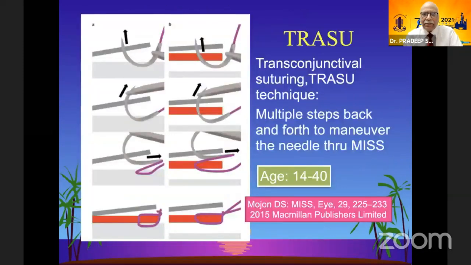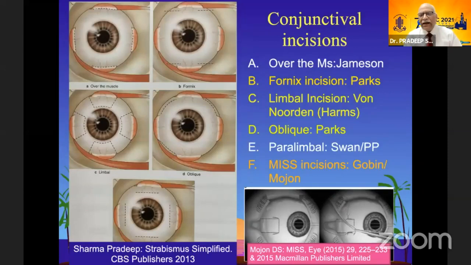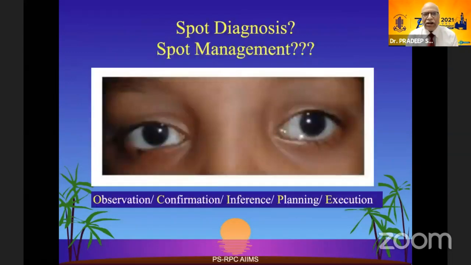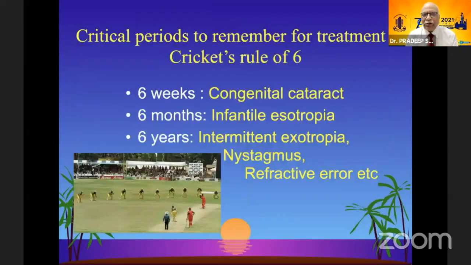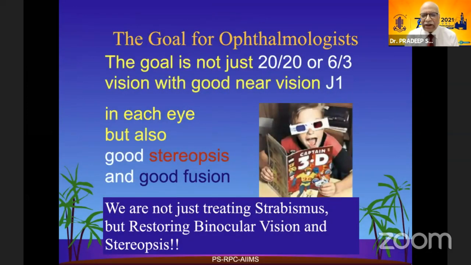So first of all, the incisions. What has changed is the fact that we need to do a timely adjustment. And now we are saying again and again, we are not strabismus surgeons, but we are restoring binocular vision and stereopsis. This is also important for claiming insurance, so that we do not just say that it's a cosmetic surgery.